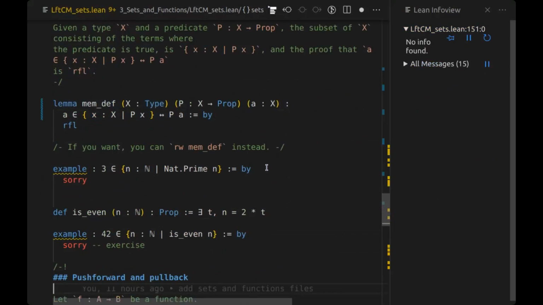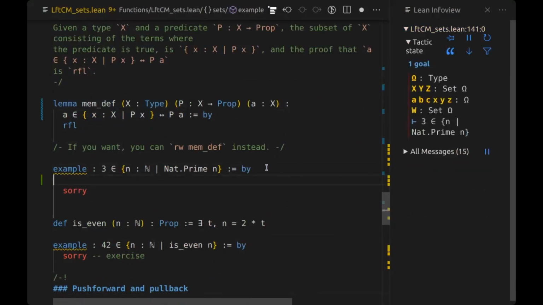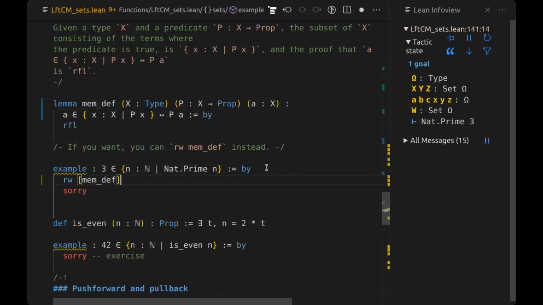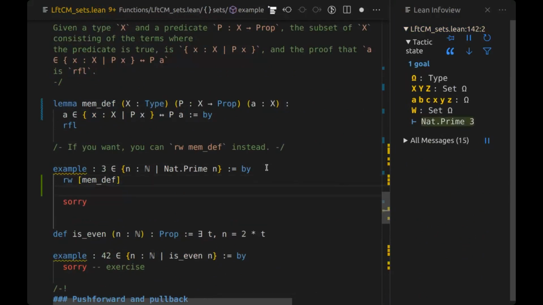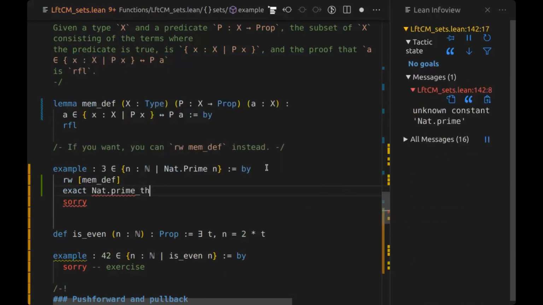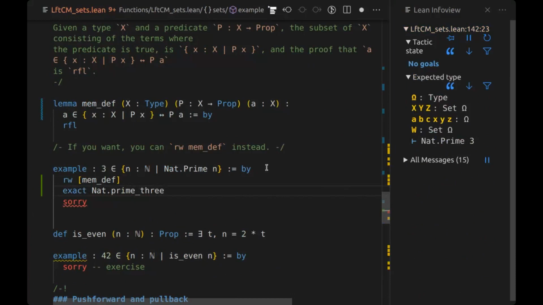For example, I claim that 3 is in the set of natural prime numbers. So I can do rewrite mem_setOf_eq. And then, well, Lean already knows that 3 is prime. There's some lemma, Nat.prime_three probably. Yeah, and this tells me that 3 is prime.